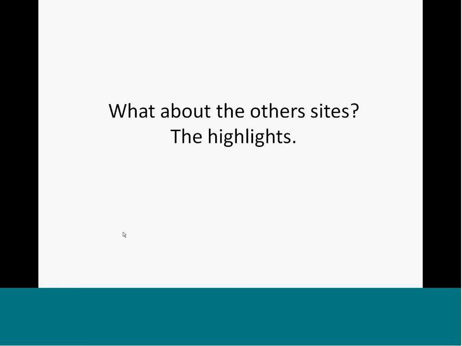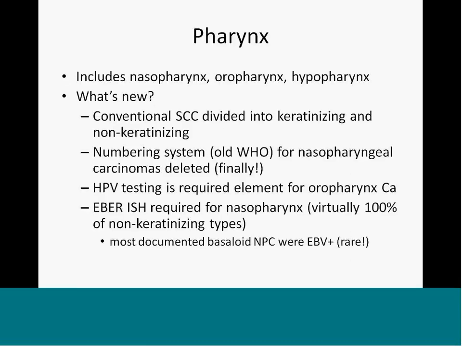Okay, so I'll talk now about some of the highlights from the other sites. So in the pharynx, what's new? They've divided conventional squamous cell carcinoma into keratinizing and non-keratinizing types, obviously to emphasize the HPV-related non-keratinizing carcinomas. With the nasopharynx, they've finally done away with the numbering system, the old WHO numbering system, which was in fact last included in the WHO system in 1979. So I think it's about time that it was dispensed with.